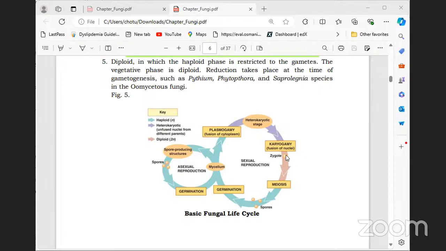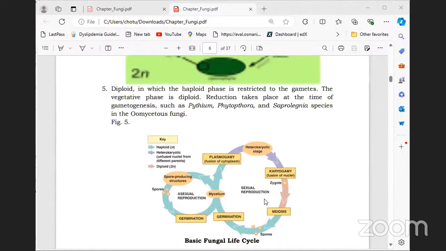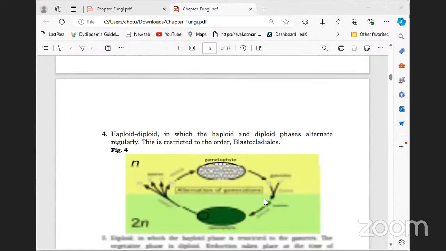When the zygote starts, at that time another division, meiosis, takes place. After meiosis, spores are formed. This is the basic life cycle of the fungal plant body. This is the total life cycle and reproduction.